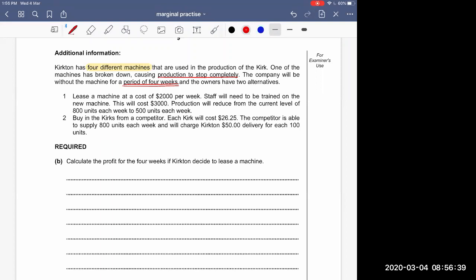stopped. The company will be without the machine for a period of 4 weeks. Underline, for a period of 4 weeks. For four weeks we will not have the machinery and we have two different alternatives. Just as your college has closed for 2 weeks, for 2 weeks you have no classes. What is the alternative?